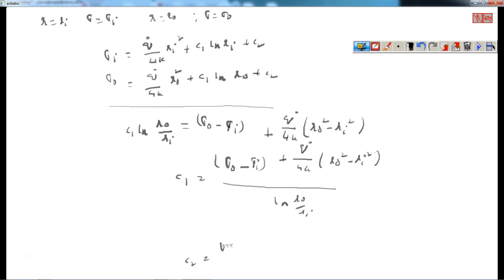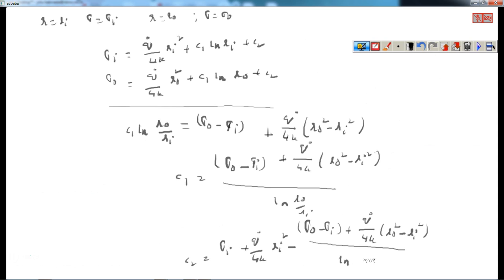C2 equals Ti plus q dot by 4k ri square minus T0 minus Ti plus q dot by 4k into ro square minus ri square, divided by ln ro by ri into ln ri. Okay, you have got this, right?